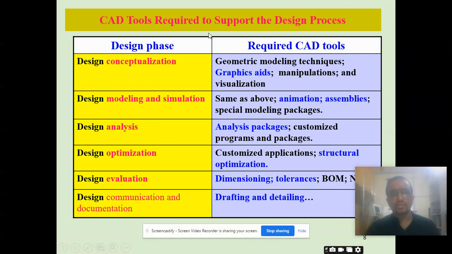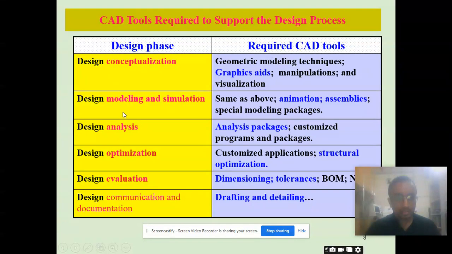Now the CAD tools required to support the design process. What type of CAD tools are required to support design? Design phases we first of all understand. For the design conceptualization, the tools required are geometrical modeling techniques like graphic sets, manipulations, and then visualization. Then, what phase are we talking about? We are talking about the phase of design modeling and simulation. And what CAD tools are required? Same as above: animation, assemblies, and spatial modeling packages sometimes needed.